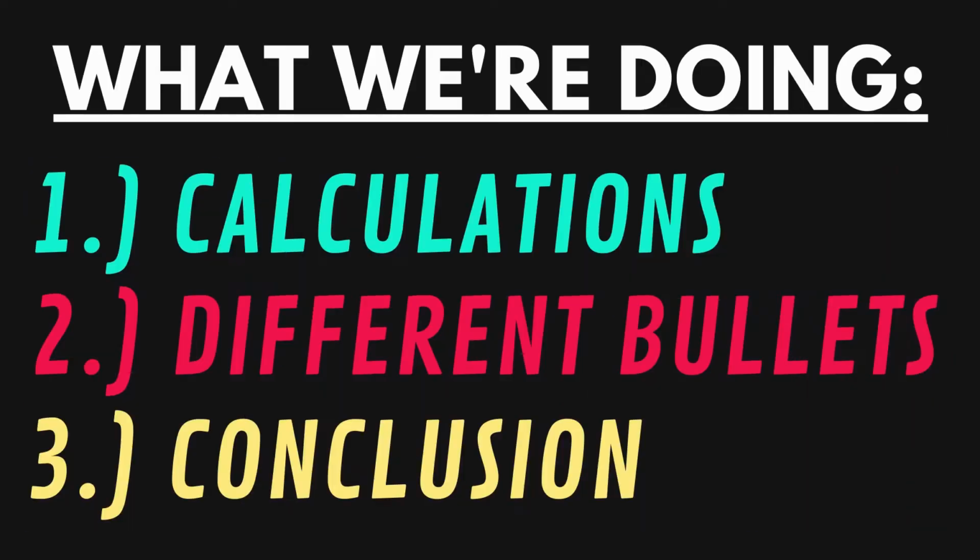So let's break it down this way. I'll show you first how to calculate bullet drop, then I'll show you how to calculate for the different types of bullets we have in Apex, and then I'll show you a more simplified version of what I calculated and experimented, and how we can apply these in-game without having to do these complicated calculations. Alright, so let's get to it.